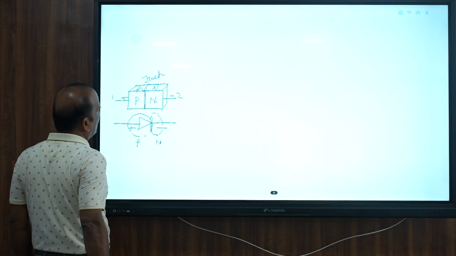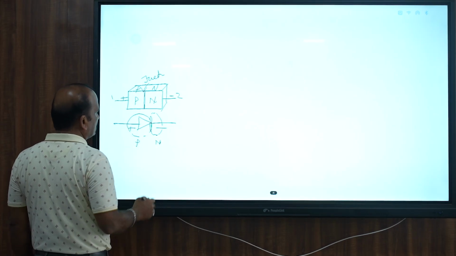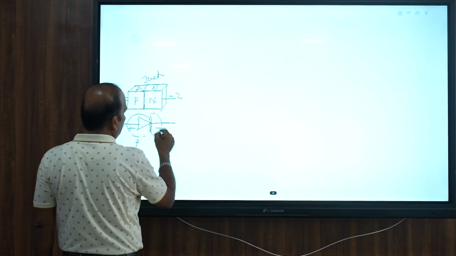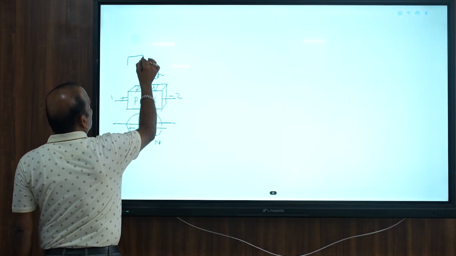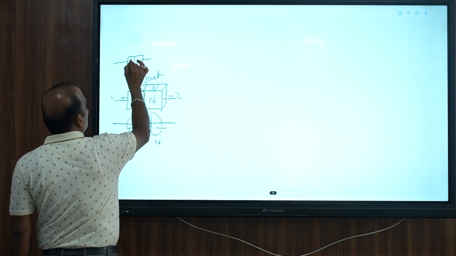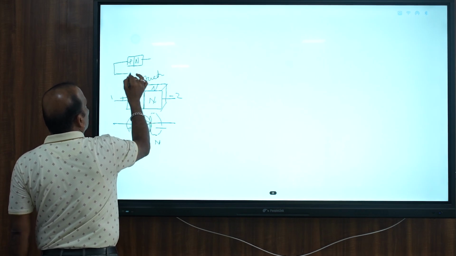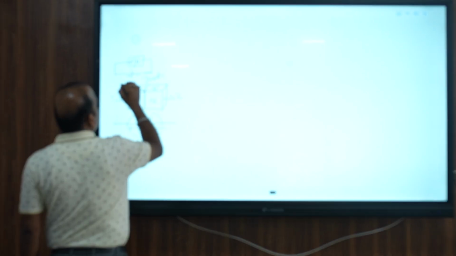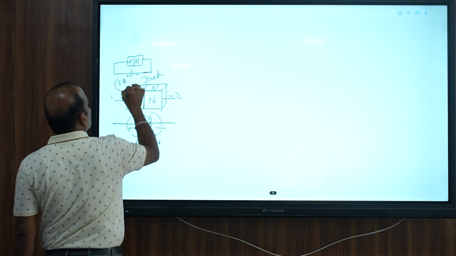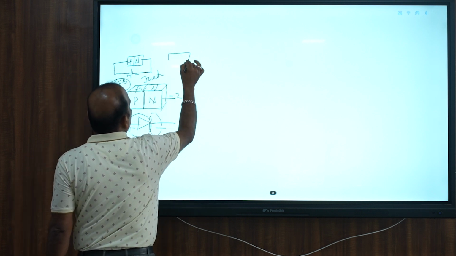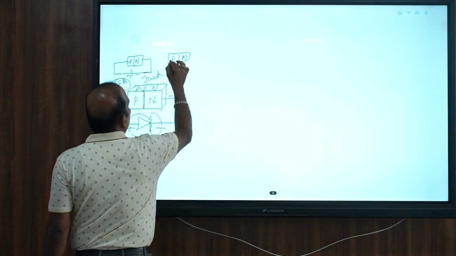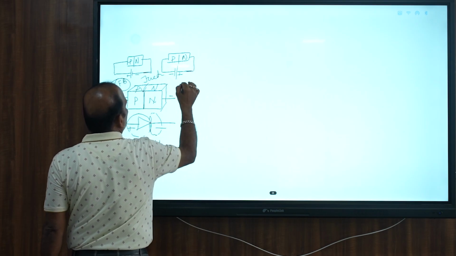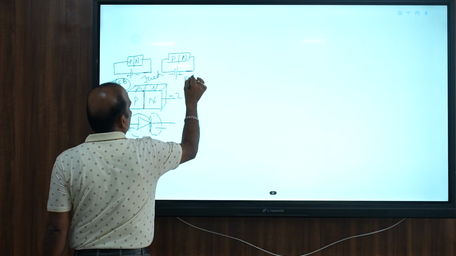This diode has two types of connection: one is the forward bias and another is the reverse bias. If P is connected to the positive terminal and N is connected to the negative terminal, then this connection is called forward bias. Similarly, if P is connected to the negative side and N to the positive side, then this type of connection is called reverse bias.